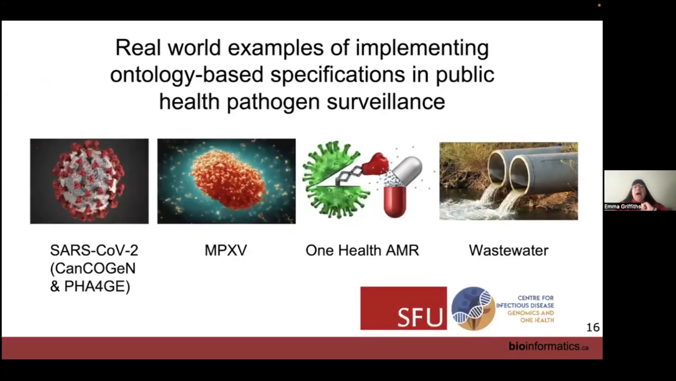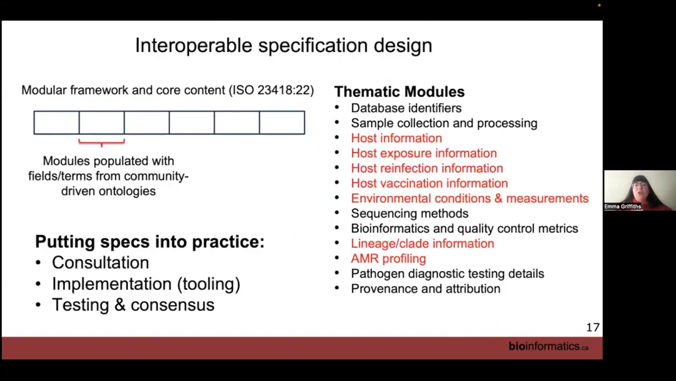Okay, so now I want to give you some real-world examples of how ontology-based specifications are being implemented right now within public health for pathogen surveillance. We're going to talk about four different specifications for four different types of pathogen surveillance. Before we dive into the different use cases, I have to say that all of the specifications we're going to discuss were created in the same way. They're based on that ISO standard that I mentioned.